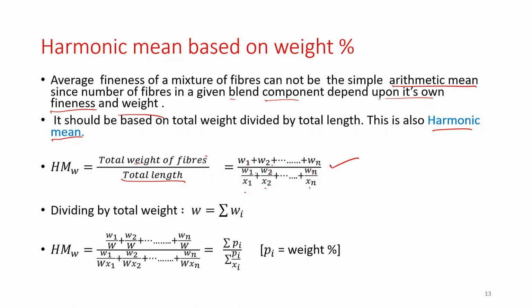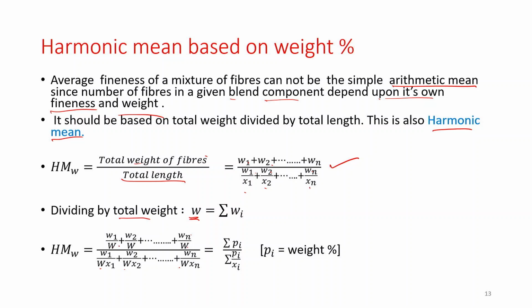Here W1, W2 are the actual quantity bought. Now if I divide the numerator and the denominator both by the total weight W, then W1 by W, W2 by W, Wn by capital W. All of whatever is there in the numerator and the denominator are divided by capital W, which is the total weight.